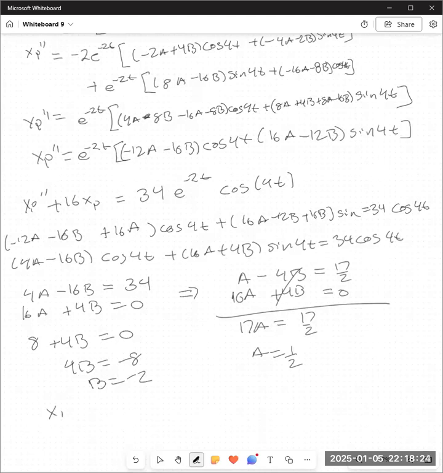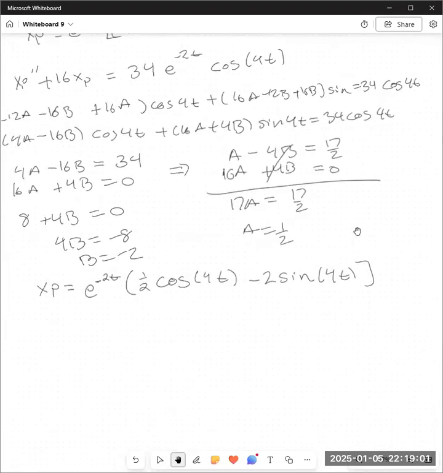Now we have our xp is equal to, and I'm going to write it this way, e to the negative 2t times a cosine of 4t plus b sine of 4t, and then I'm going to distribute all that. I'll need the derivative of this, so let me go ahead and do that this way.